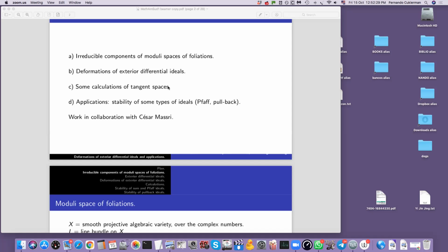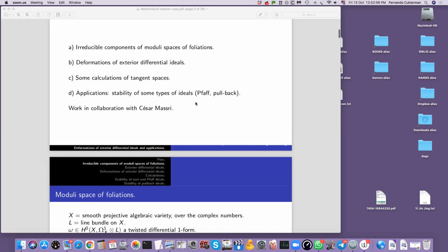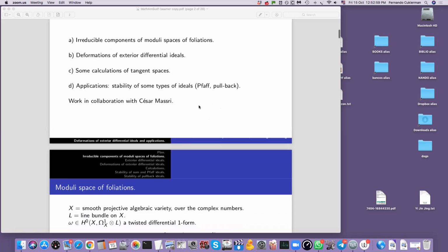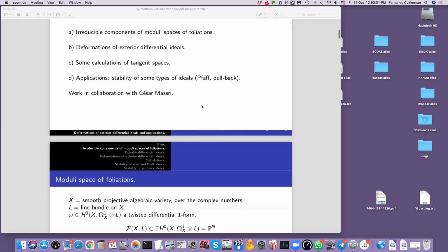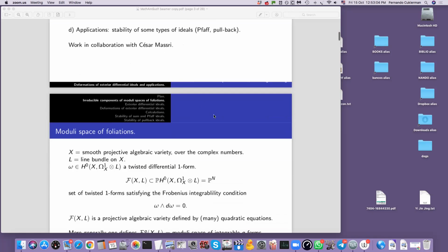I will talk about this afterwards, and then I will explain some of the applications we obtain, which basically are the stability of some types of ideals, of exterior ideals. Mainly, I will speak about Pfaff ideals and pullback ideals. These are the two types of ideals that I will mention in this talk. All this is a work in collaboration with Cesar Masri. So that's basically the plan of the talk.